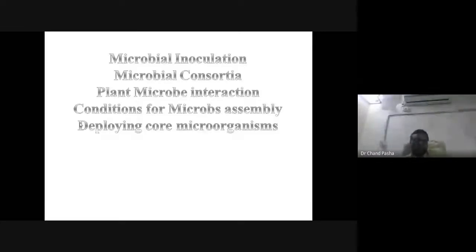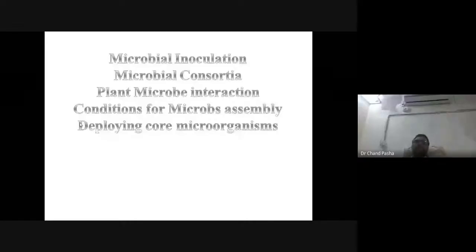Whereas sometimes you need to apply a consortium, not a single organism. You need to apply a group of organisms, as no single organism will do this activity. So this is called a microbial consortium. When you are looking for biopesticide activity, it is not a single organism we use. Generally, Bacillus subtilis is used, Pseudomonas is used, Trichoderma viride is also used.